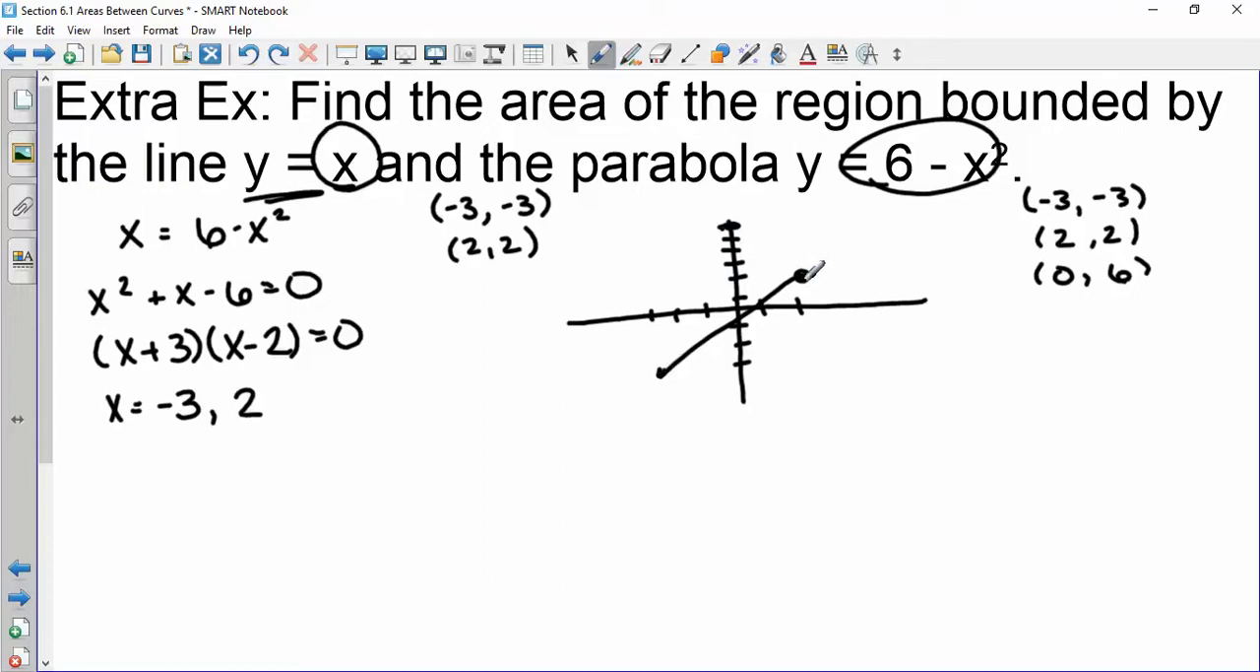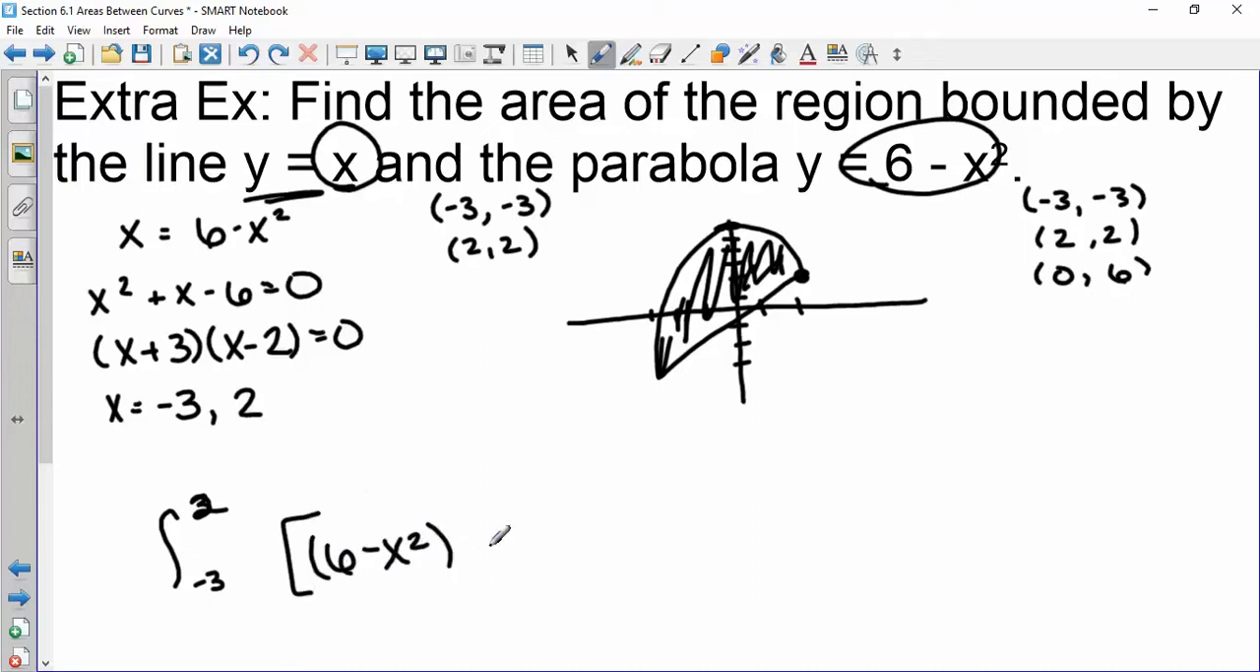And now we've got 3 points, which is probably enough for the rough graph, which is all we really need. So we're trying to find this area. Can I do this one in terms of x? Yeah, we got x equals, so that was no problem. So we're going to go from -3 to 2. You do top minus the bottom, so the top was the 6 minus x squared, minus the bottom, which is just x.